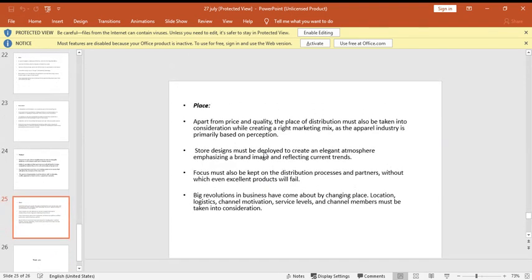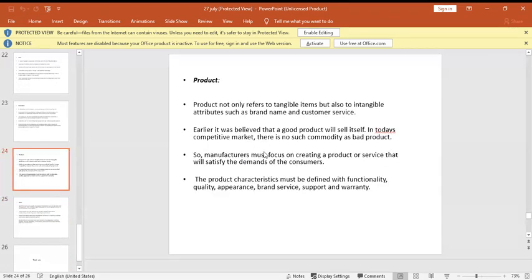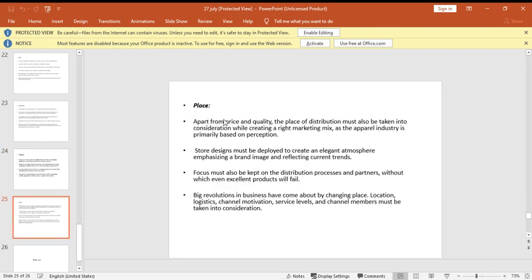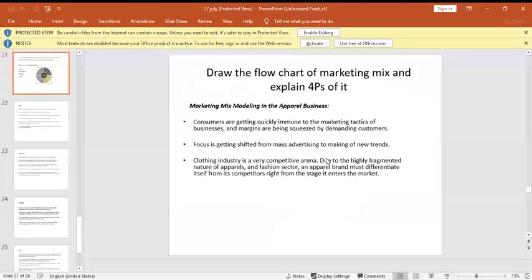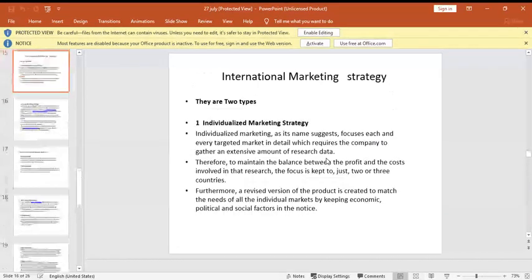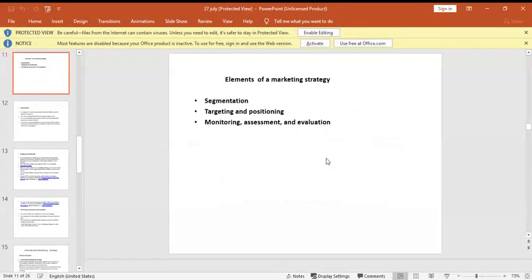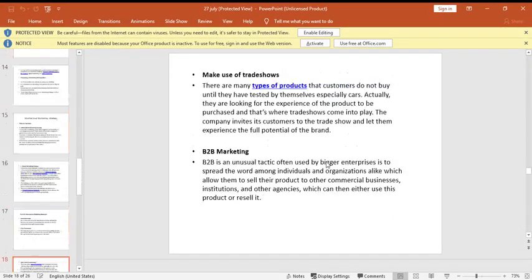And coming to product, by seeing the brand and the country of that brand, we are going to buy that product. And coming to place, it is about the location. So these are the objectives we have learned in today's class. Okay, thank you.